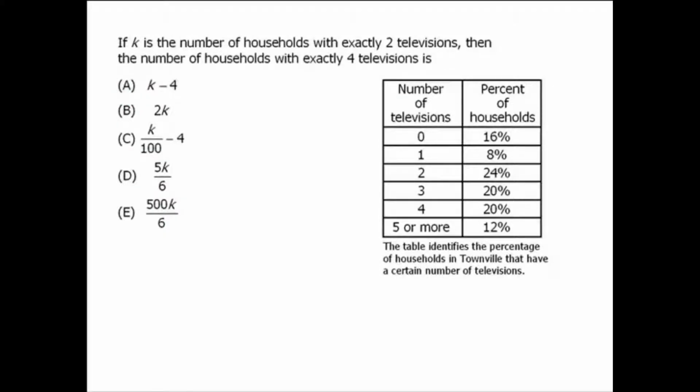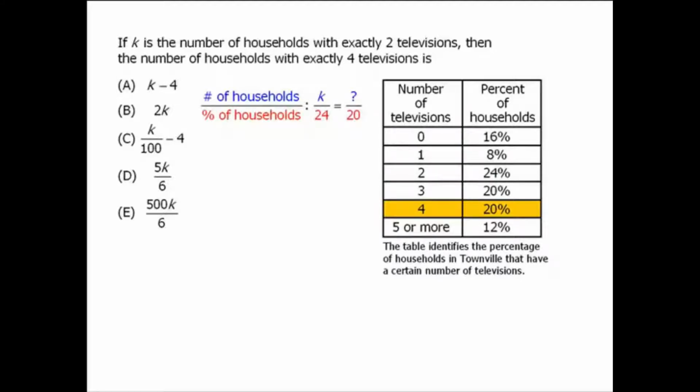Alright, we can solve this question using ratios, where we compare the number of households with a certain number of televisions to the percent of households that have the same number of televisions. So the question tells us that the total number of households with exactly 2 televisions is equal to K, and the table tells us that the percent of households that have exactly 2 televisions is equal to 24. So this ratio will be equal to the ratio of the number of households with exactly 4 televisions, which we don't know yet, so we'll place a question mark here, compared to the percent of households that have exactly 4 televisions, which is equal to 20.